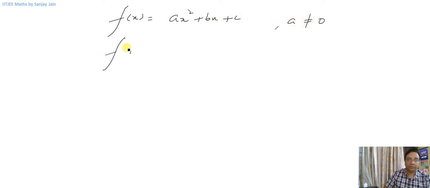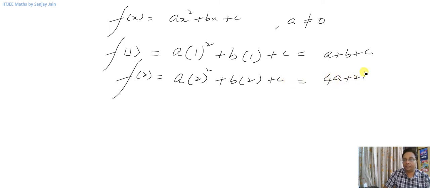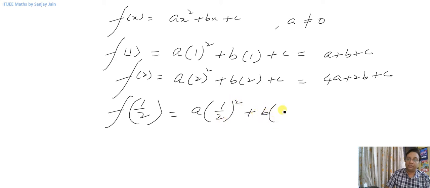If I write a general quadratic like this, f of x is equal to ax square plus bx plus c, where a is not equal to 0, and I am supposed to find f of 1. So what will be f of 1? It will be a into 1 square plus b into 1 plus c, that is a plus b plus c. What will be f of 2? It will be equal to a into 2 squared plus b into 2 plus c, that is 4a plus 2b plus c. In the similar way, you can find various values. Let us say f of 1 by 2. So you will write 1 by 2 in place of x, and you will get the value like this, a by 4 plus b by 2 plus c.